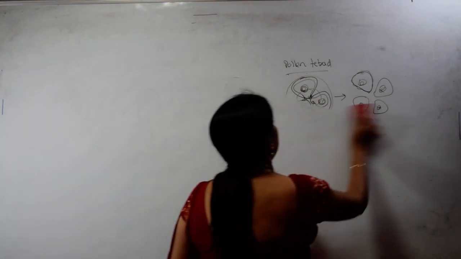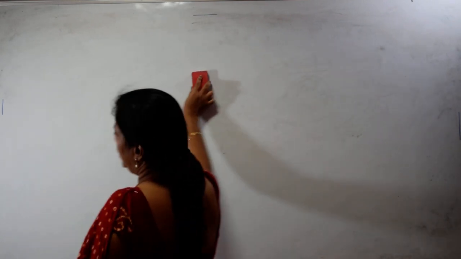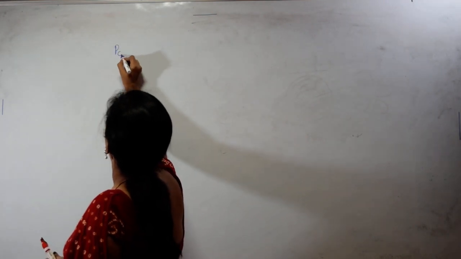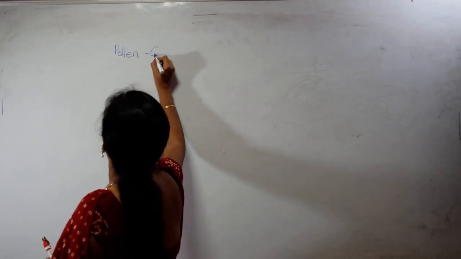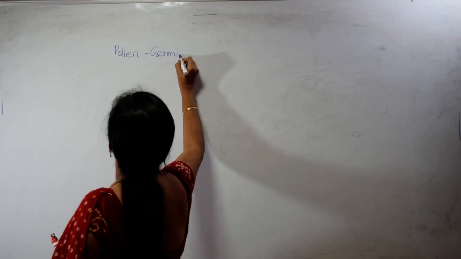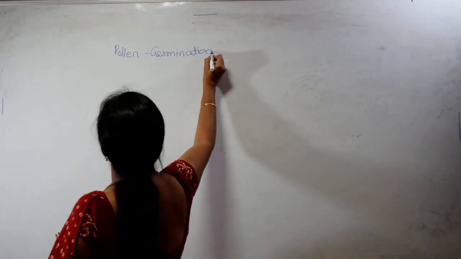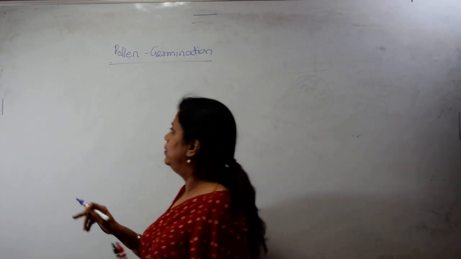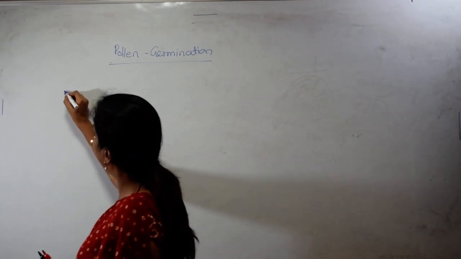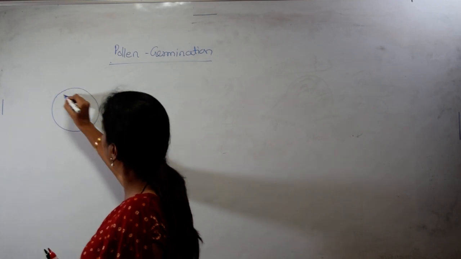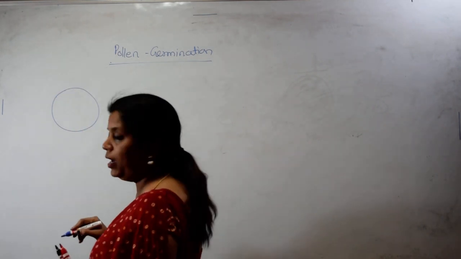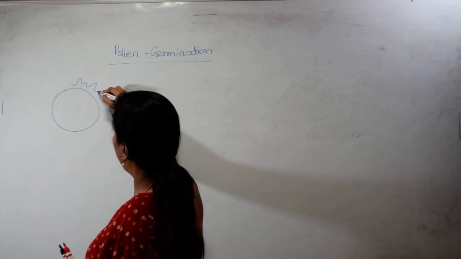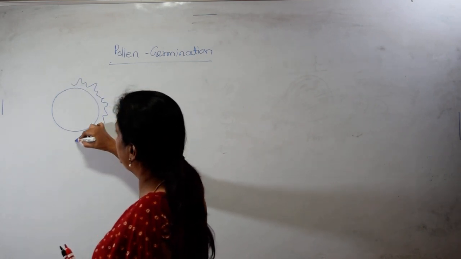Now I will give you about pollen germination, or microspore germination. How exactly will it germinate? So let me draw one pollen grain. This will be a bigger pollen grain I am drawing. I told you its exine is highly designed and sculptured. Already I have discussed this, so I will not go into the details.